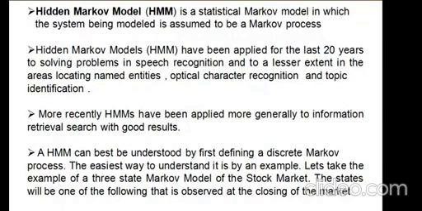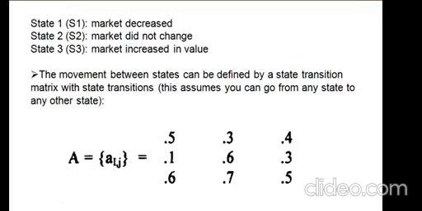Let us consider these three states. State one, represented with S1, is market decreased. State two, represented with S2, is market did not change. Market did not change in the sense that if any company's share value starts from a fixed value, that value will be maintained throughout the trading. That's it. So next one is state three.